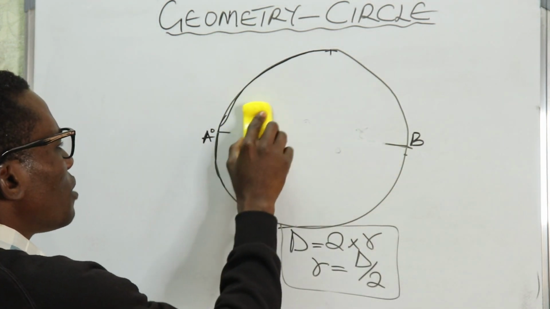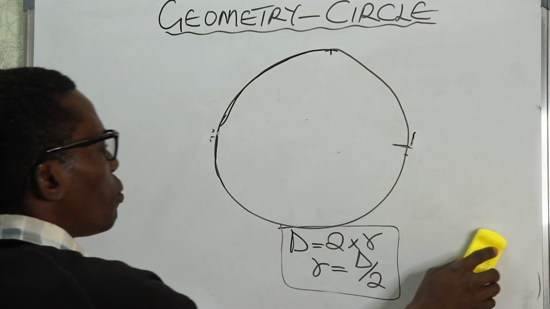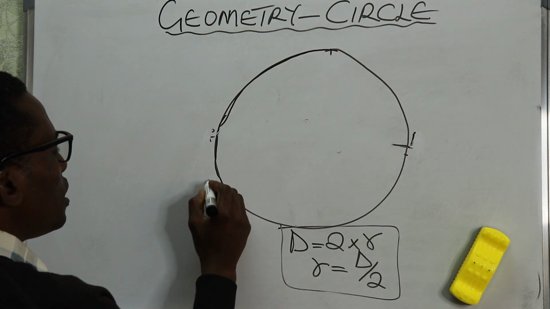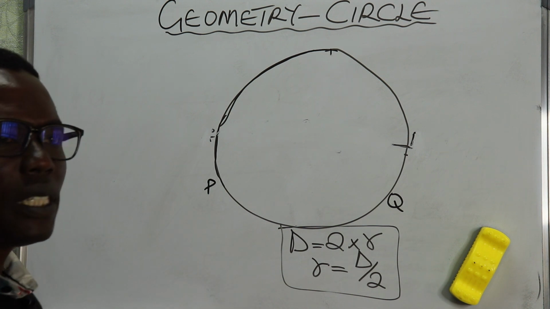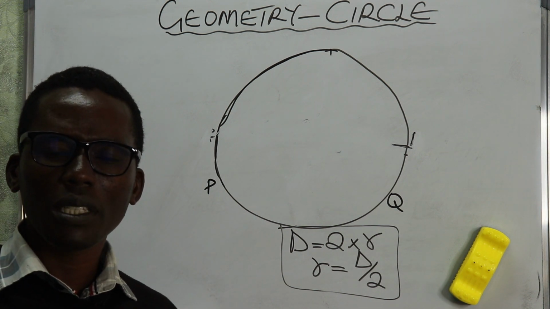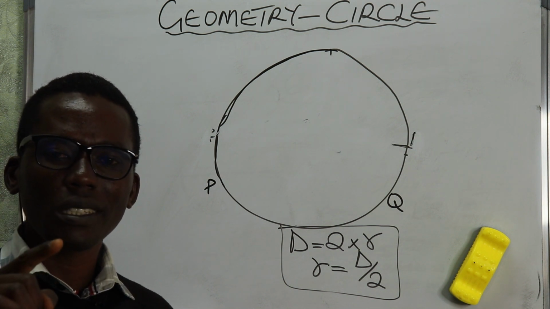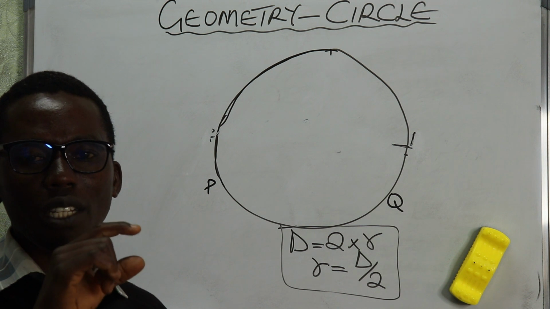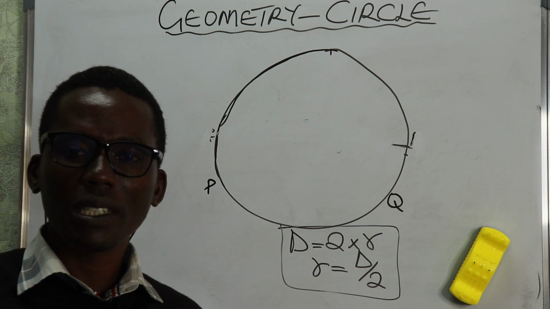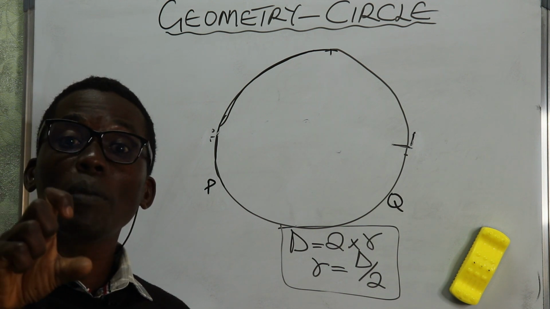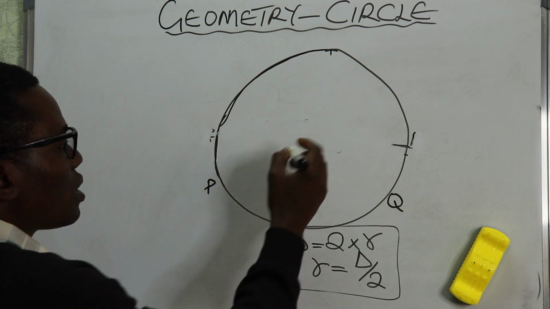Now it is very different from the diameter of a circle. Now if we have 2 points, P and Q, and we want to join this line, remember the difference between a chord and a diameter. The line that joins those 2 points on the circumference must not pass through the center of the circle, but for a diameter it must pass through the center O of the circle.